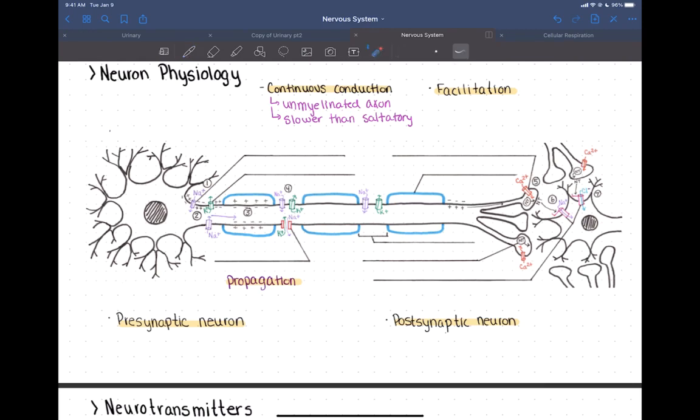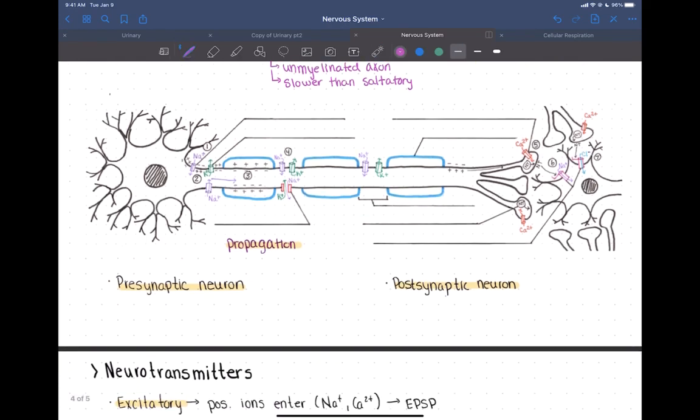It's important to point out with this picture that the main neuron we're looking at here is called the presynaptic neuron, because this neuron is the one that is sending the information. It's going to receive information from another neuron, process it, and send that information to the postsynaptic neuron. The postsynaptic neuron is always going to be the one receiving information.